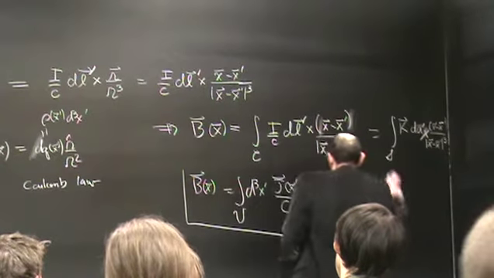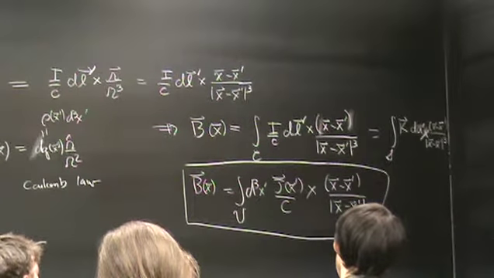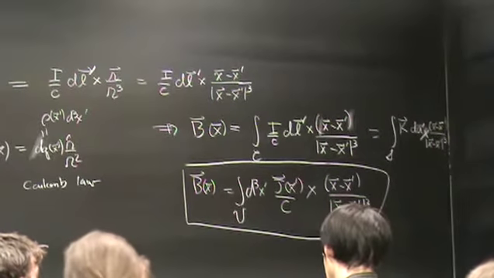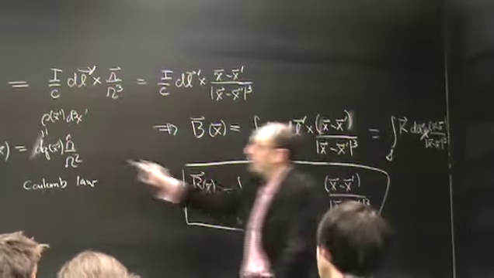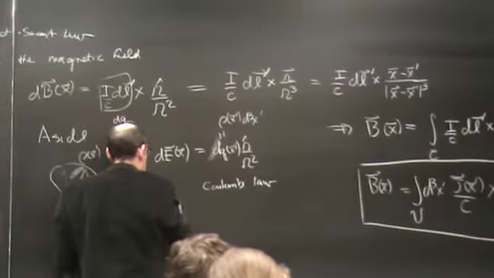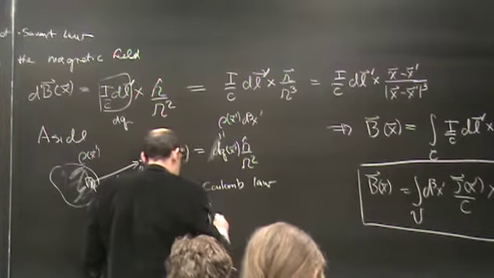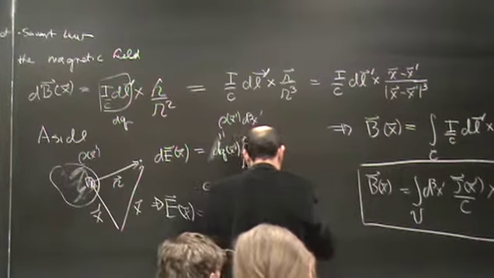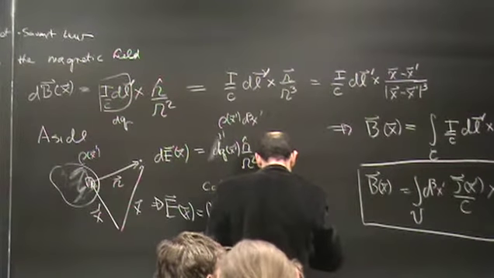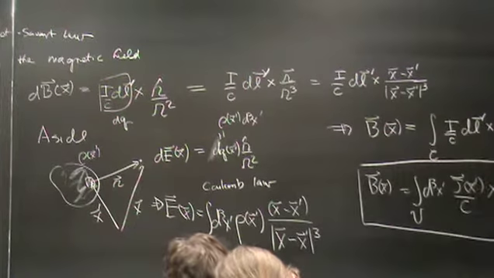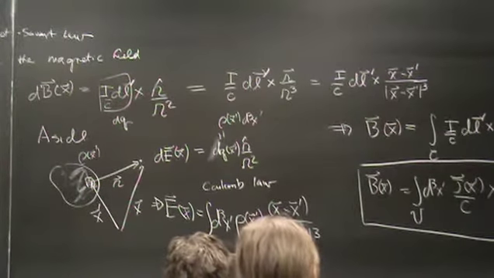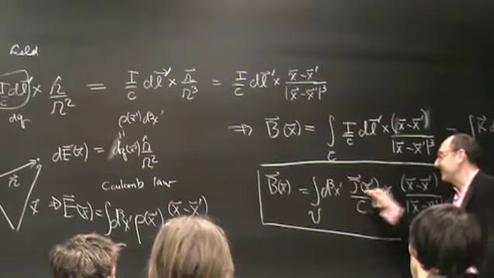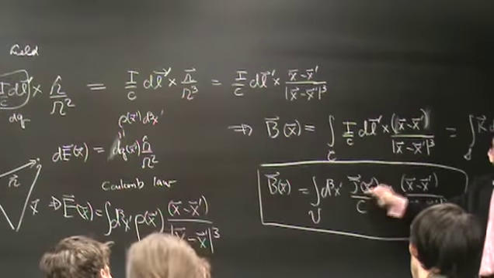And it is the magnetostatic analog of Coulomb's law, right? Let me just remind you what Coulomb's law would look like as an integral over the source. We would integrate over the source, x minus x prime over the magnitude of x minus x prime cubed. So this looks just like this, except for a very important point.